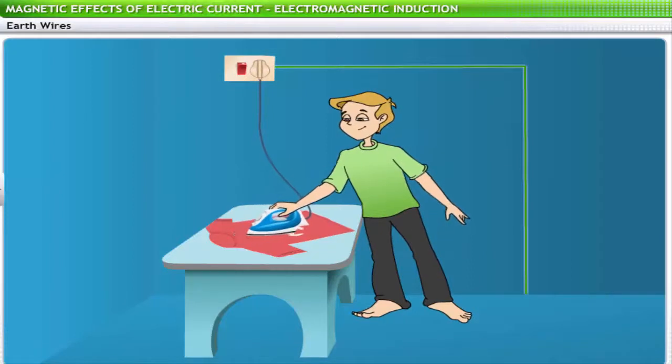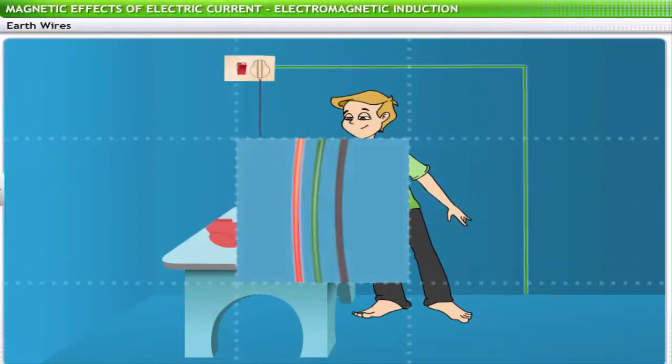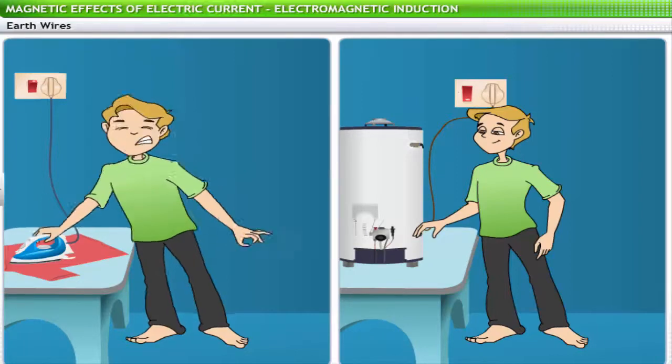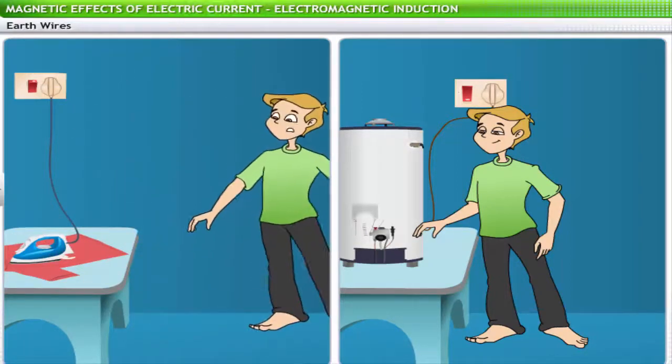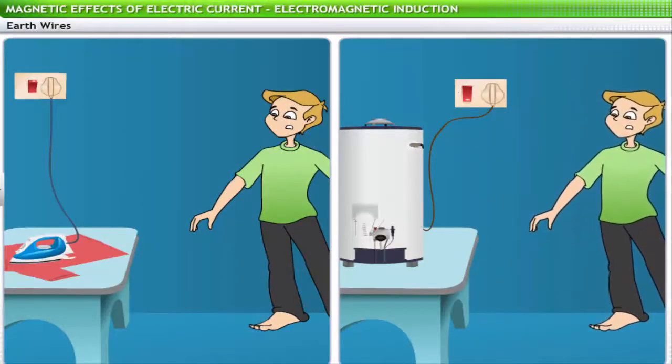Domestic electric circuits also have earth wires used as a safety measure against any leakage of current. In case of power leakage, appliances with metallic bodies such as electric irons and water geysers may convey excess current to a human body in contact. This can result in an electric shock and may at times also prove fatal.